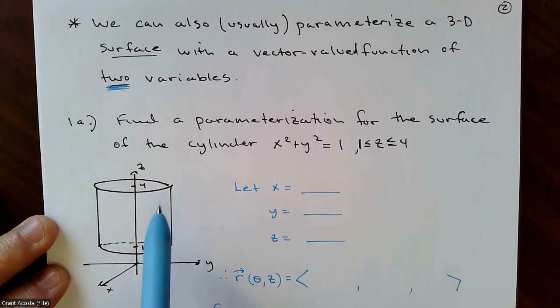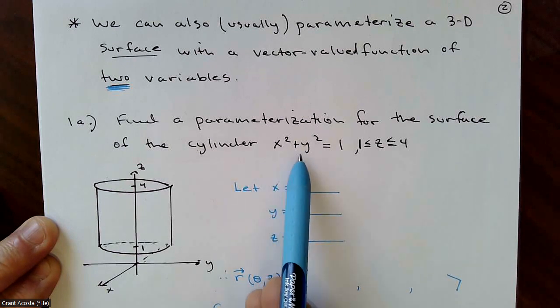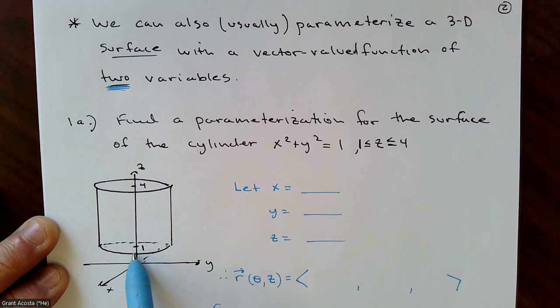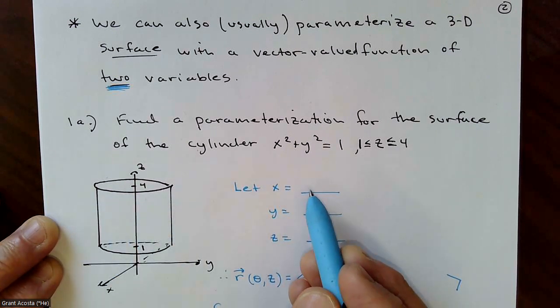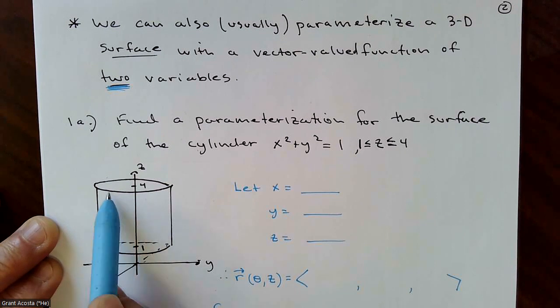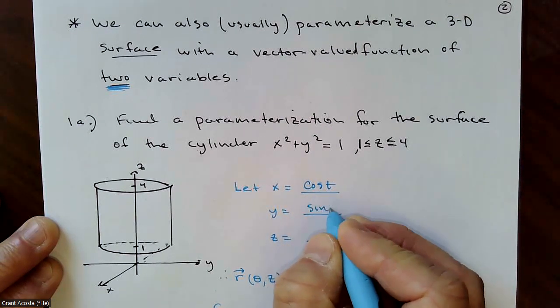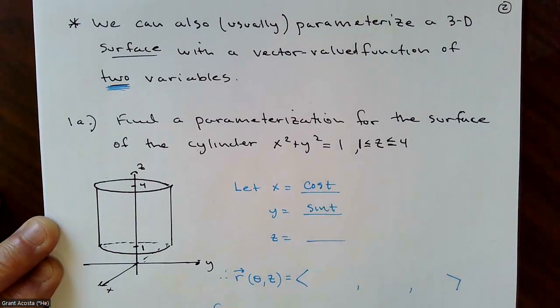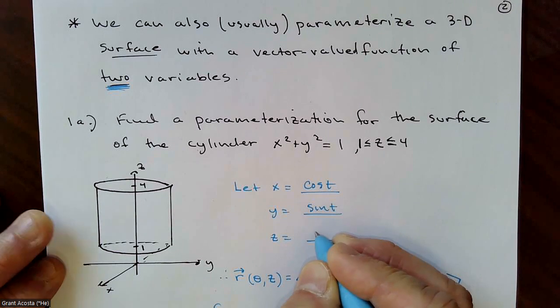So as an example, let's find a parameterization for the surface of the cylinder, x squared plus y squared equals 1. That's a circle in the xy plane, but if we let z vary from 1 to 4, that would sweep out a cylinder. How we would do that: just like we did for the circle, I could let x be cosine of t, y be sine of t, because it's a circle of radius 1. And I could just let z be z.